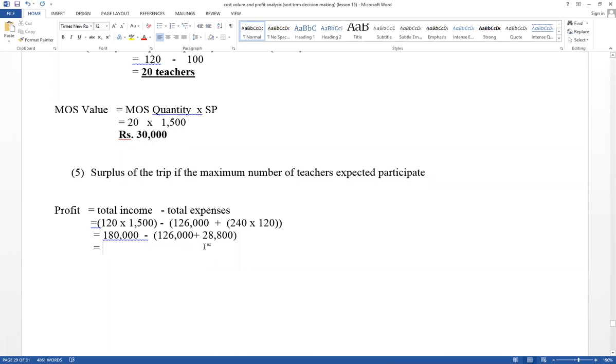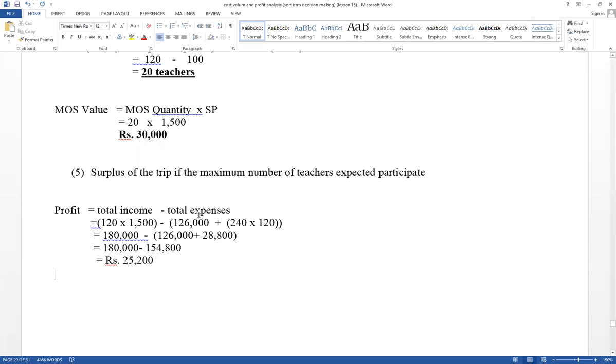Therefore, total expense equals 126,000 plus 28,800. Therefore, 108,000 minus 154,800. Then take the answer: 108,000 minus total expense 154,800. Therefore, profit equals 25,200. Profit can be calculated by using four equations. Think about the other equations also.